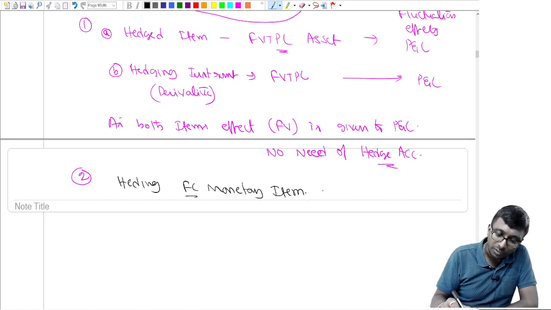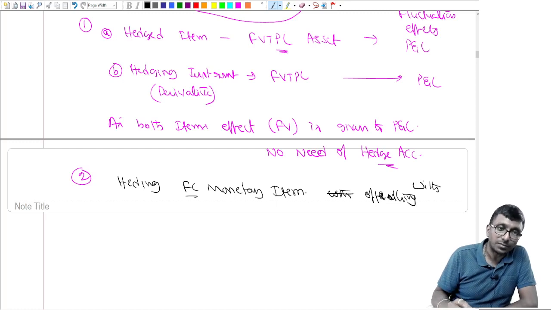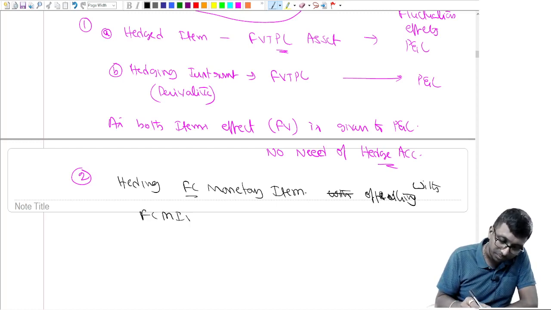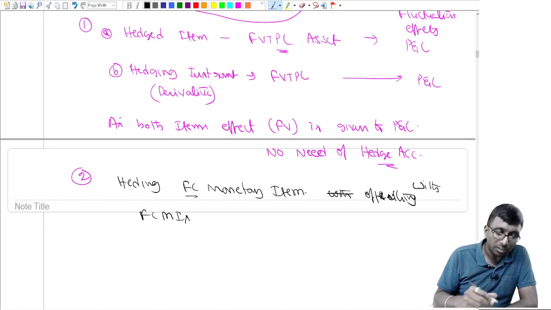Monetary items, right, with offsetting. Offsetting with what, sir? Offsetting with foreign currency monetary items. Yes, these are also foreign currency monetary items. Correct. So both are foreign currency.